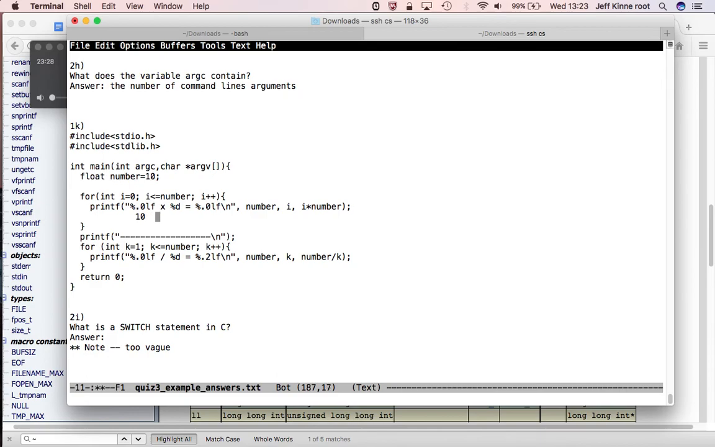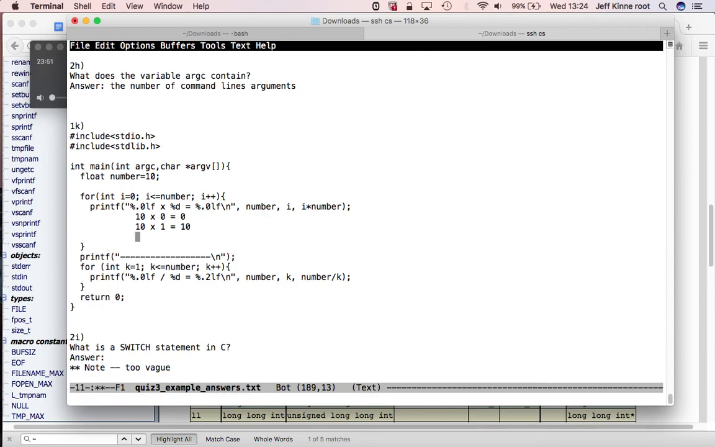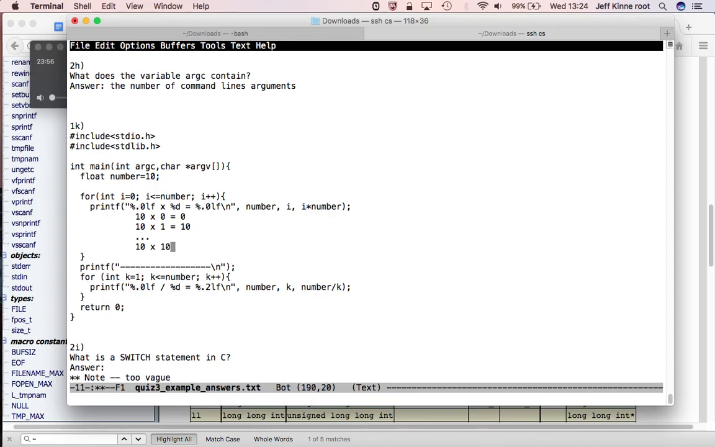Okay, and then we have, this is going to be times %d, I is 0. And then we have the product I times number, which is 0. Second time through, number is still 10. And then we have times I is 1, so now it's going to be 10. And then that goes all the way up to number. So it eventually gets up to 10 times 10 equals 100. Okay, that's that loop.